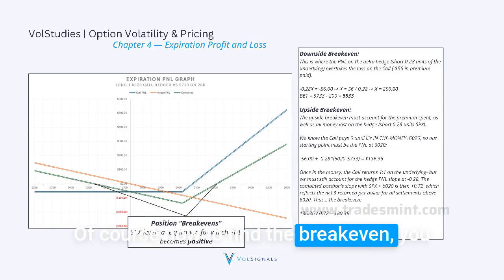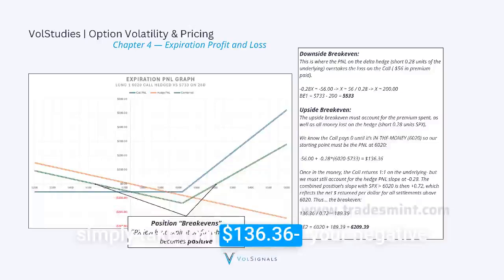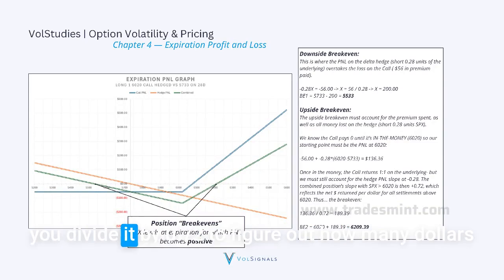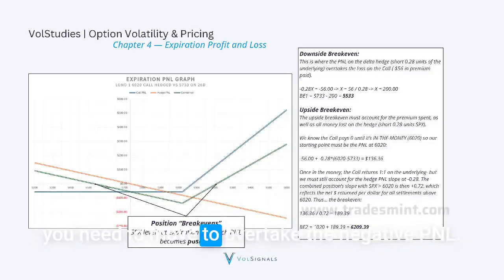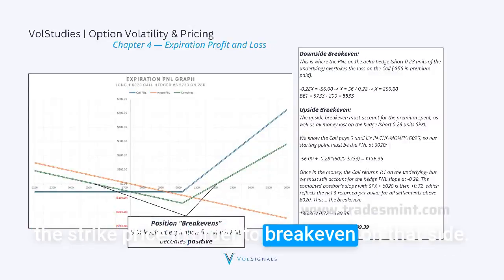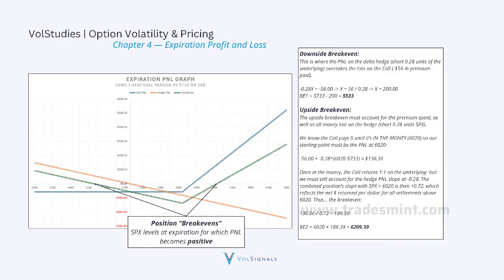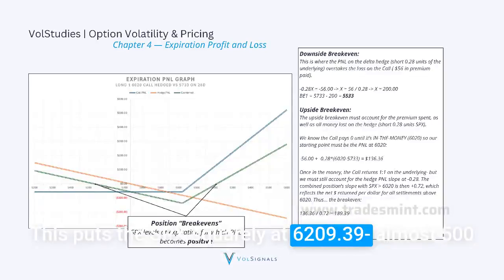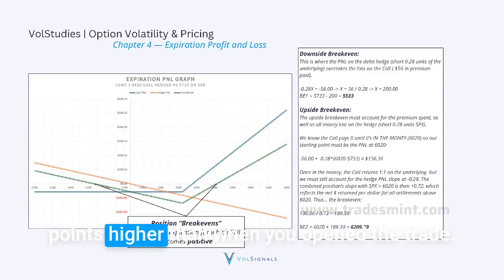Of course, now to find the break even, you simply take that $136.36, your negative P&L that you're starting with on the strike, and you divide it by 0.72 to figure out how many dollars you need to move to overtake the negative P&L. It turns out you need to move $189.39 through the strike price in order to break even on that side. This puts the SPX squarely at 6209.39, almost 500 points higher than when you open the trade.